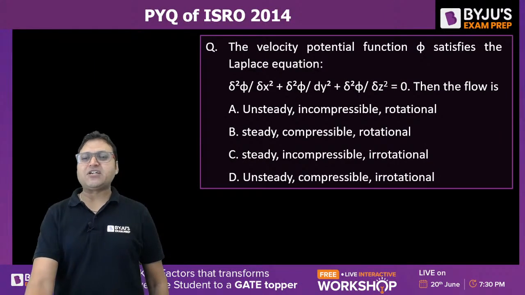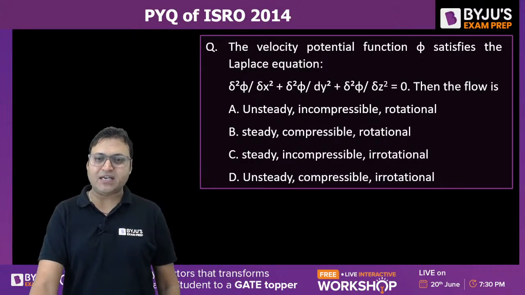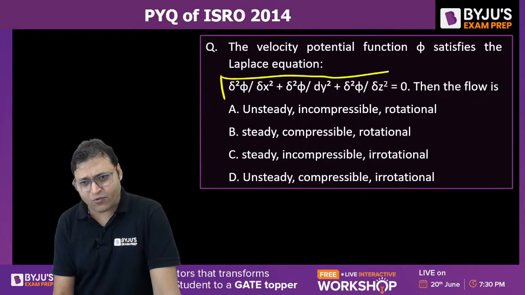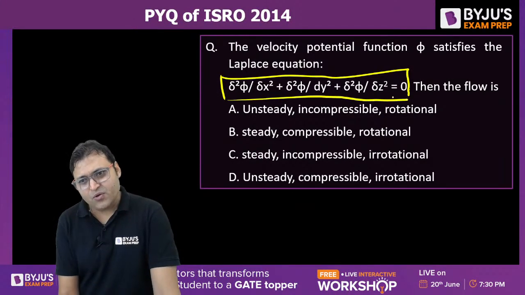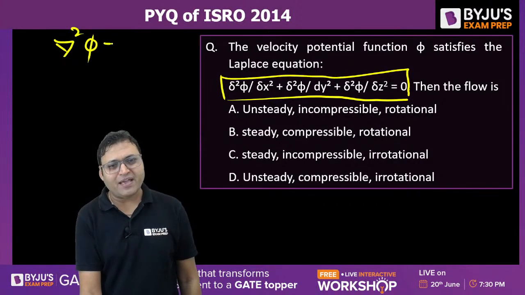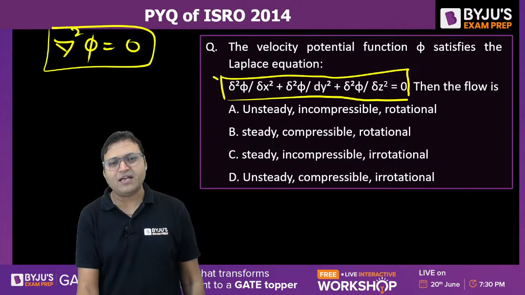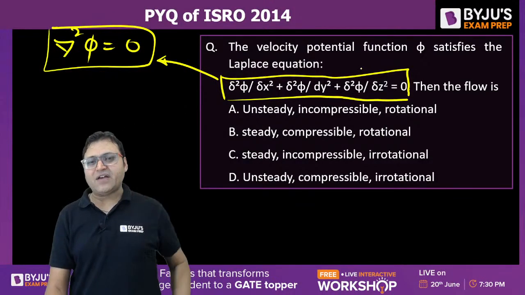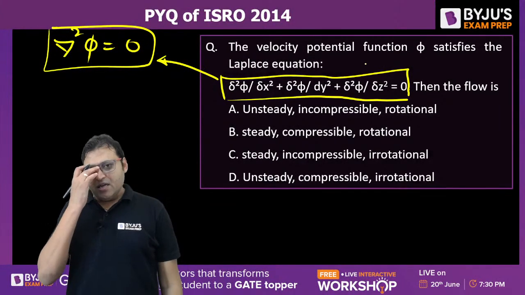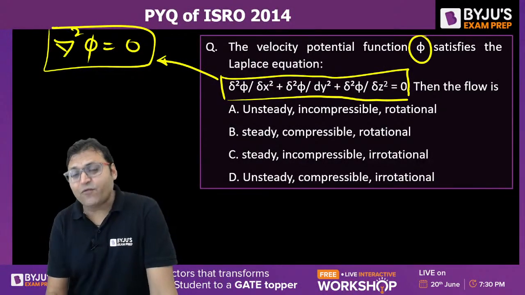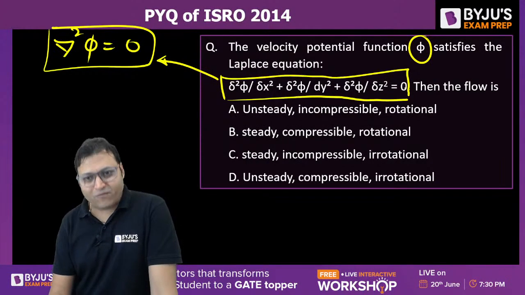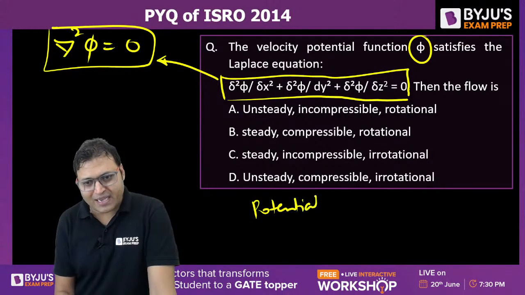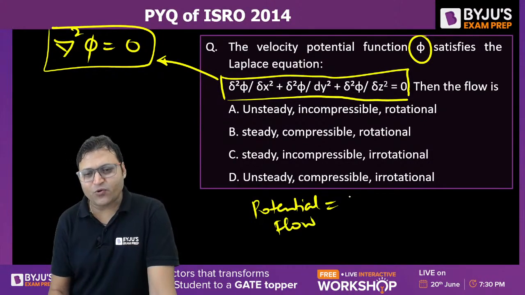The velocity potential function phi satisfies the Laplace equation. What can we conclude from this? The Laplace equation is also given; there was no need to mention it. We can call it del square phi is equal to zero, and this equation is called the Laplace equation. So when the velocity potential function satisfies the Laplace equation, the flow is irrotational. Phi exists only for irrotational flow, so the flow must be ideal. That is the reason potential flow is also called ideal flow.